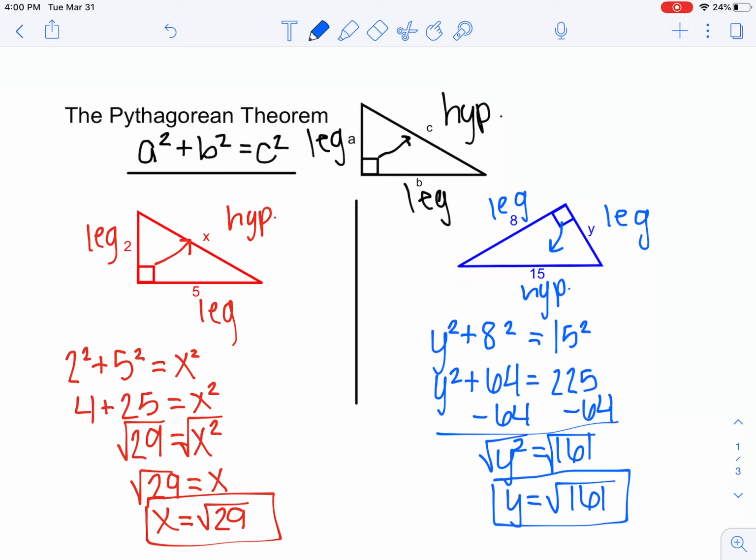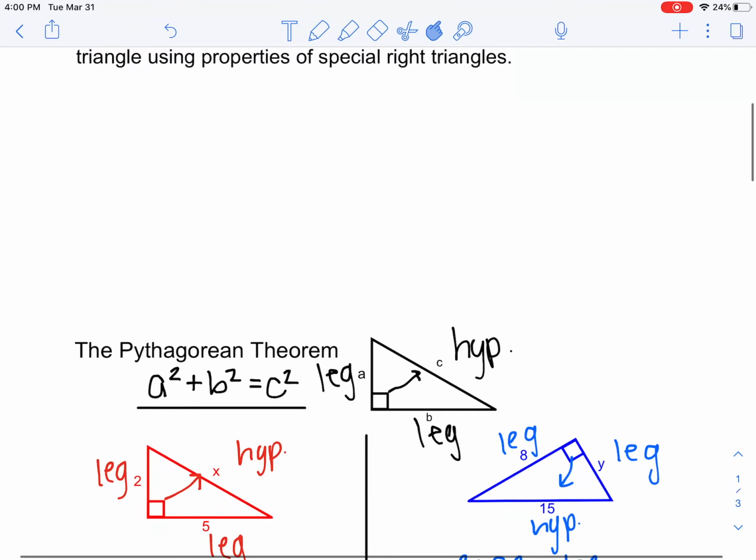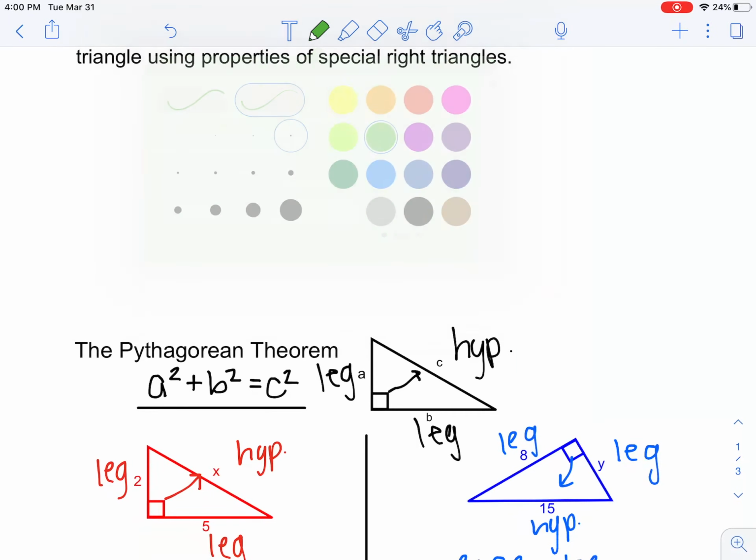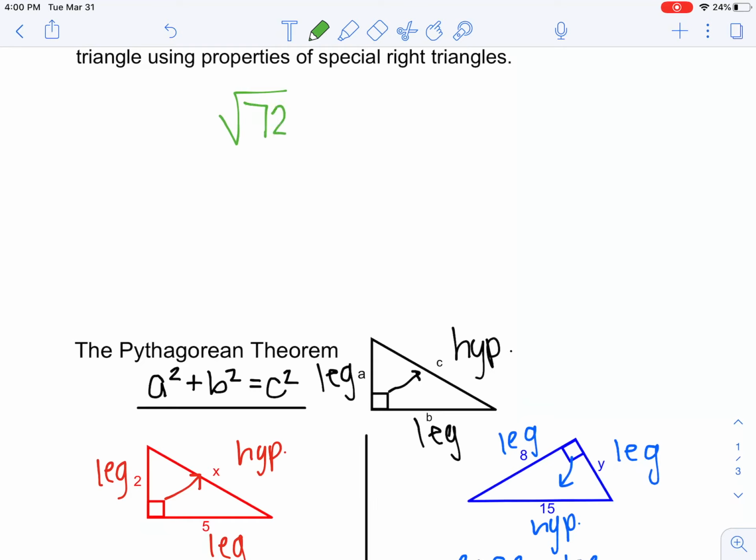Now before we move on to 45-45-90, I would like to show you a review in case you do need to simplify your square root. So let's just go up here quickly. And say you end up with the square root of 72. So to simplify this, we want to find the biggest perfect square that is a factor of our number inside.